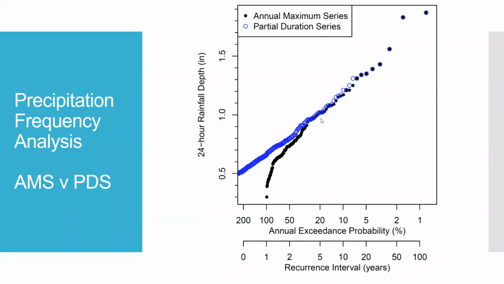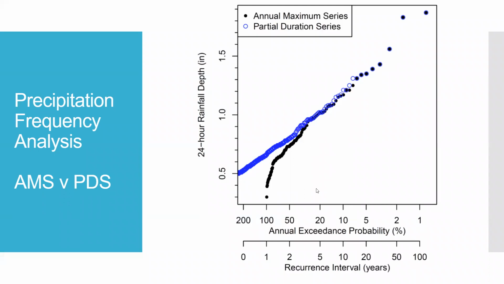And then here's our partial duration series. You'll see how they converge, and they converge right around 10 years, theoretically speaking. This data set looks like it converges a little bit before that. But anything above the 10-year event, the partial and the annual maximum series are effectively the same. So that's from a theoretical standpoint. Obviously, the data are a little more variable there.